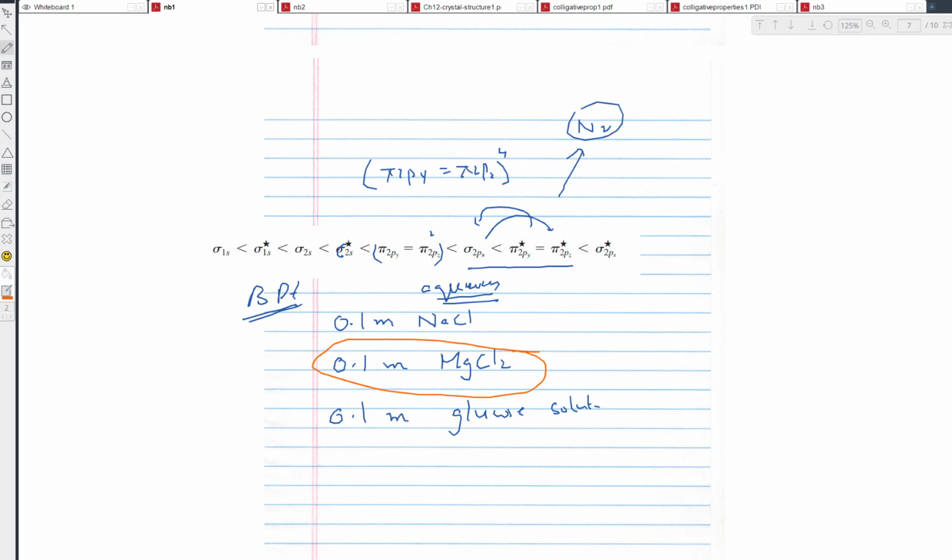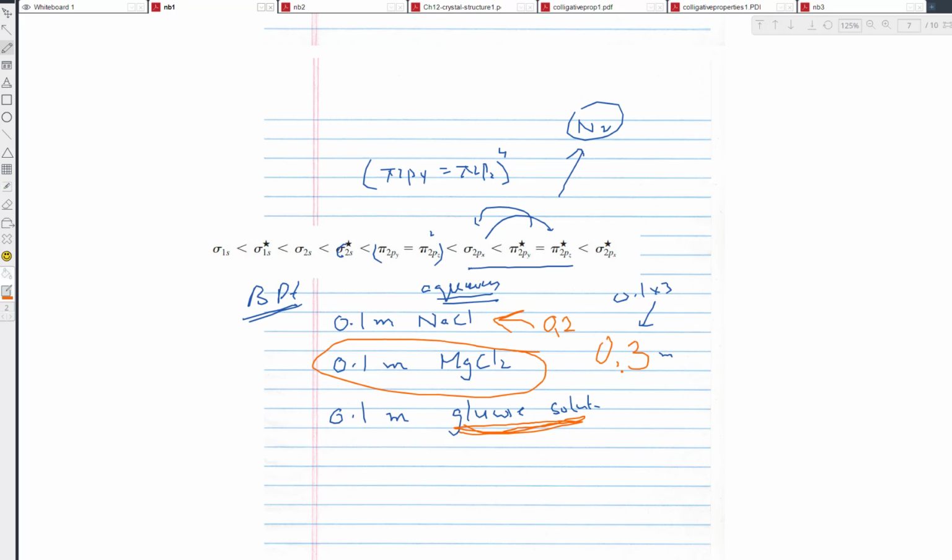Is it this one? That's correct. Why? Because of the van't Hoff factor, i is going to be 3. Effective molality is going to be 0.3, because 0.1 times 3 is 0.3. That's right. What will be next? That's correct. And which one is going to have the lowest boiling point? This one.